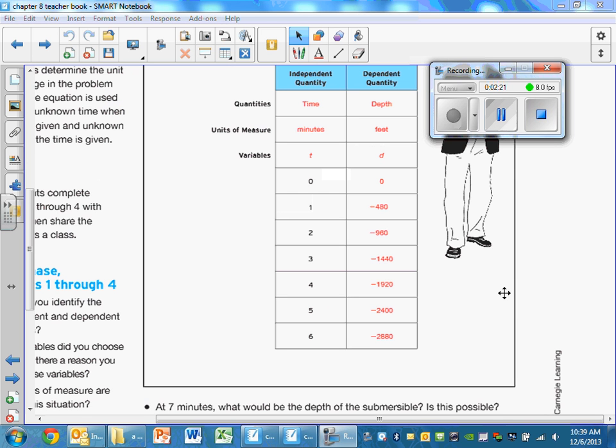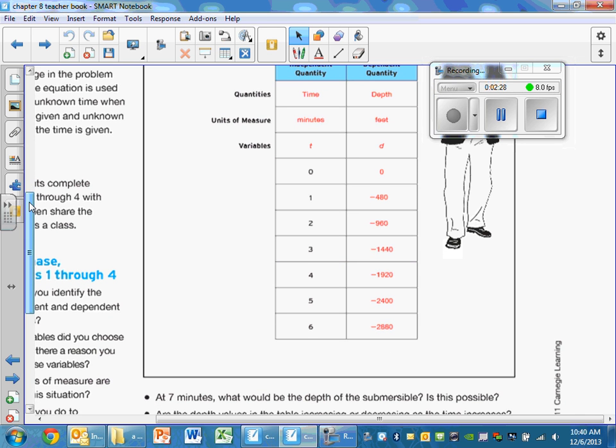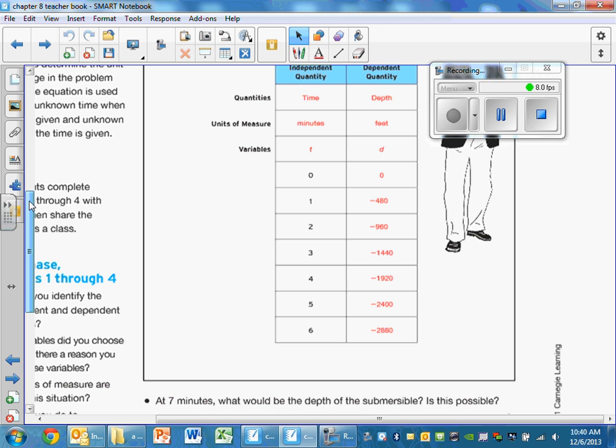All right, you can go ahead and check your answers here and compare, and just remember that the negative means that's the depth down. At 7 minutes, what would be the depth of the submersible? 7 minutes. Well, we would just put a 7 here and go 1 more. And is this possible? Well, can it go down that far? That's just kind of a little fun question there. Let's turn to the next page.